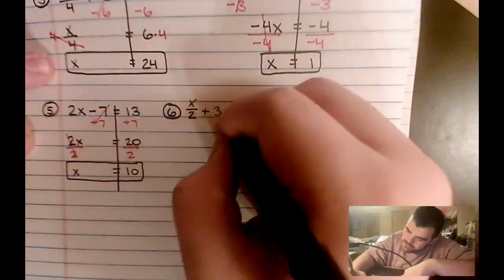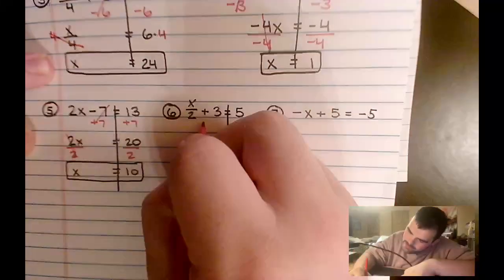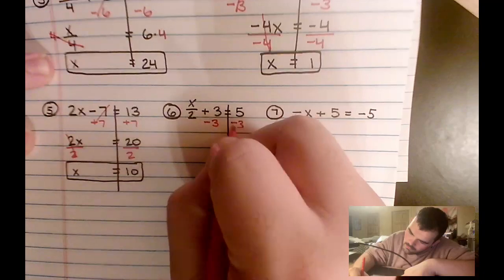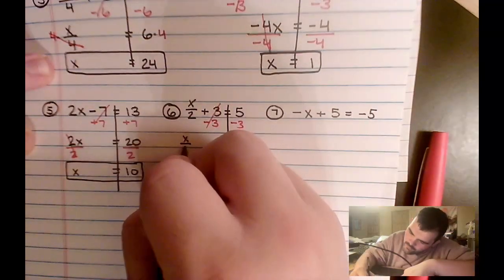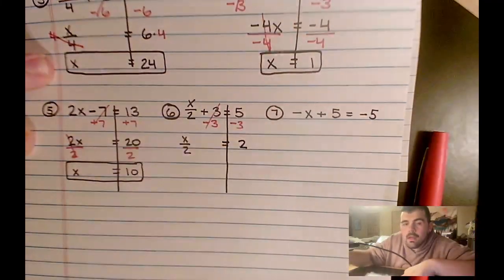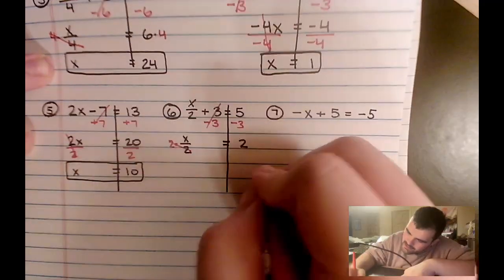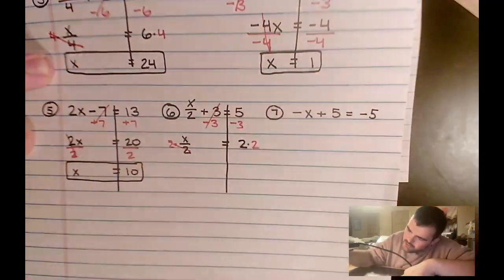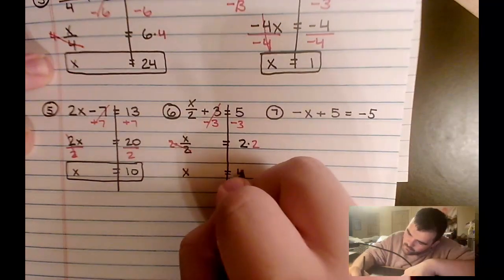For number 6, I'm going to start by subtracting 3 from both sides. That is going to give me x over 2 equals 2. Then double both sides. 2 times x over 2 will cancel out the 2's. 2 times 2 on the right side is 4. So we end up with x equals 4.